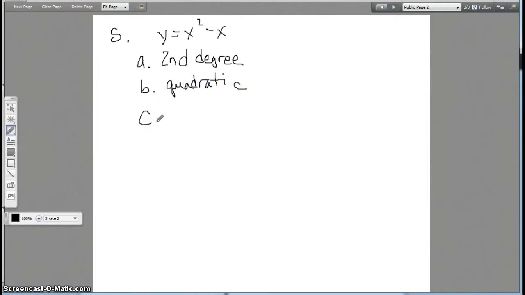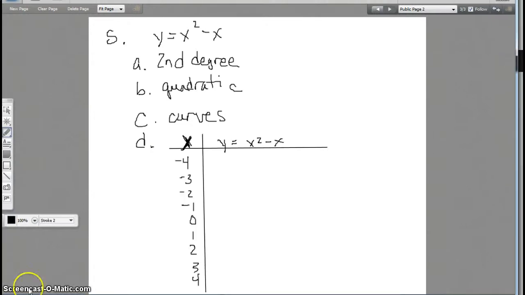Okay, part C asks what sort of graph it has. Well, linear graphs are straight lines, but quadratic graphs are curves. You're not going to get a straight line for a quadratic equation. And then part D says copy and complete the following table for this function. So I'm going to pause this and pop that up on the screen for you. Okay, so now you can see the data table for number 5, part D.